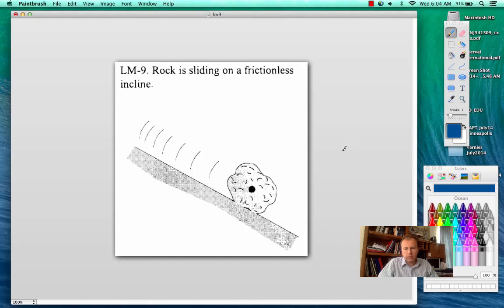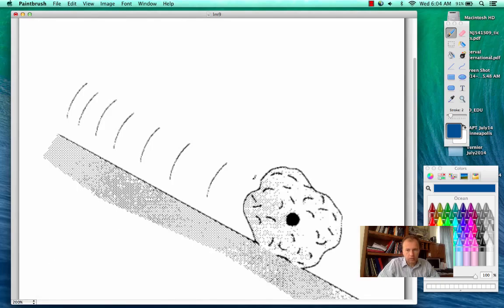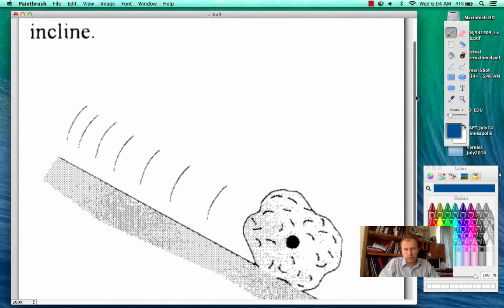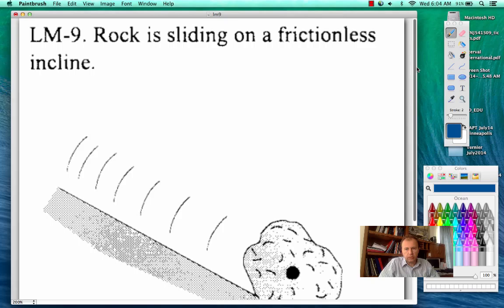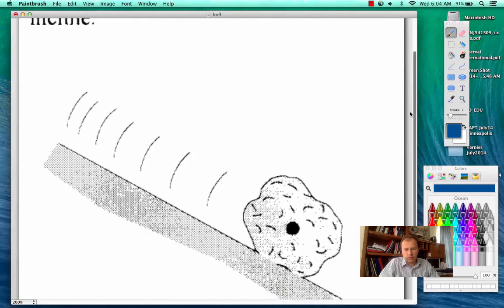Okay, so let's take a look at this example. A linear motion 9. A rock is sliding on a frictionless incline. Let me make this a little bigger first. And go to here. Okay, so we have to remember the rock is sliding on a frictionless incline.